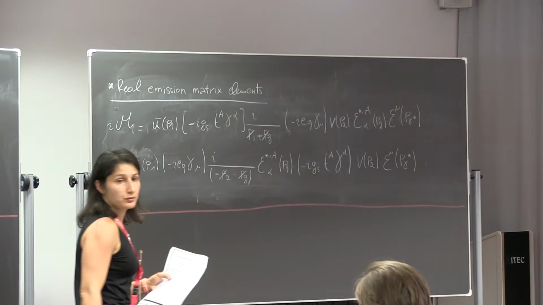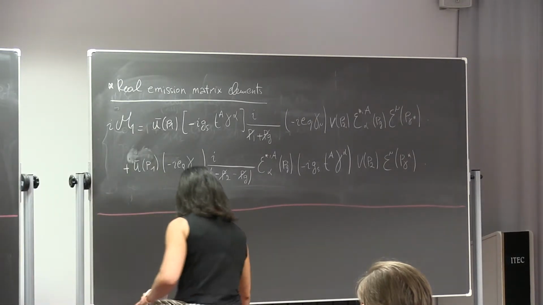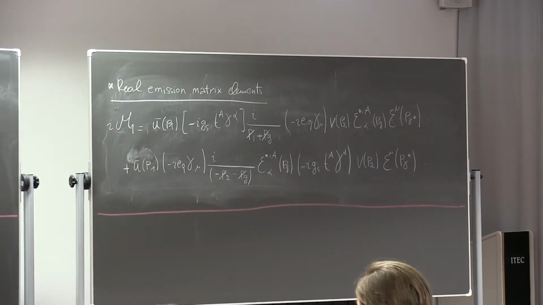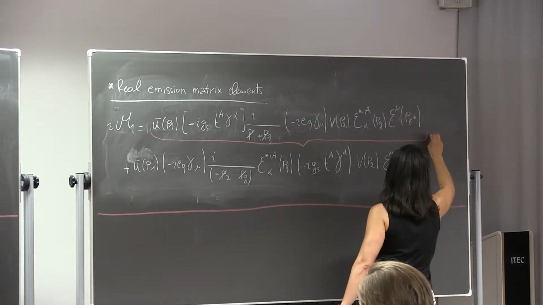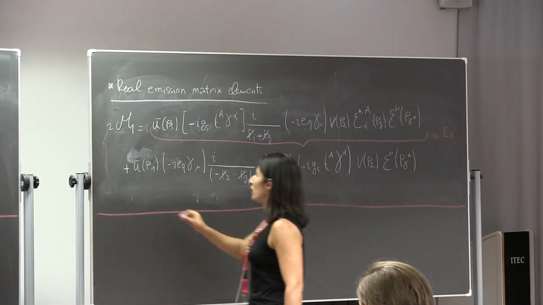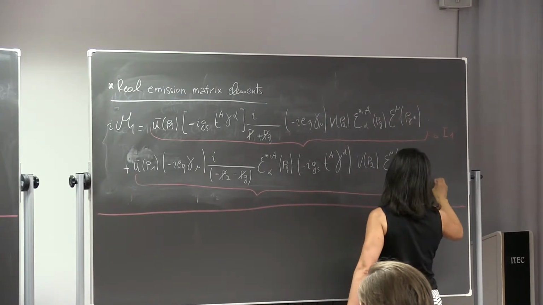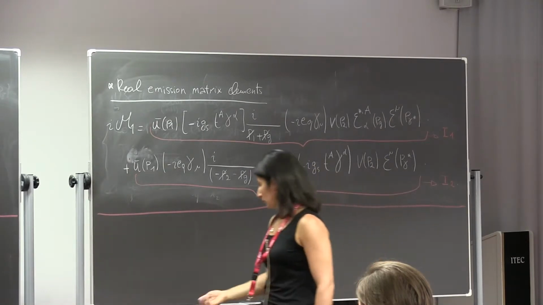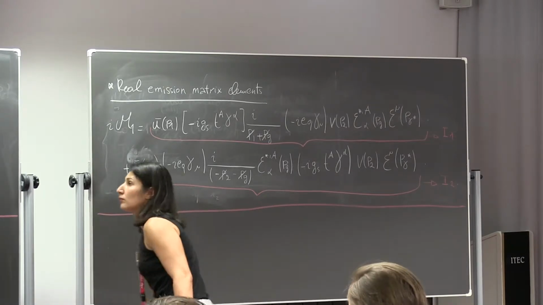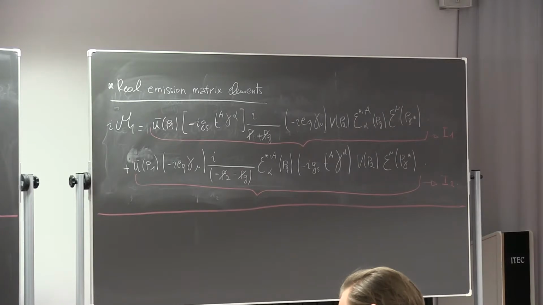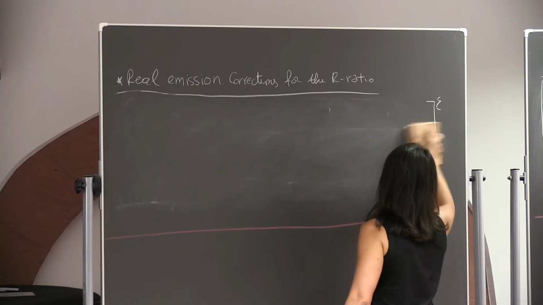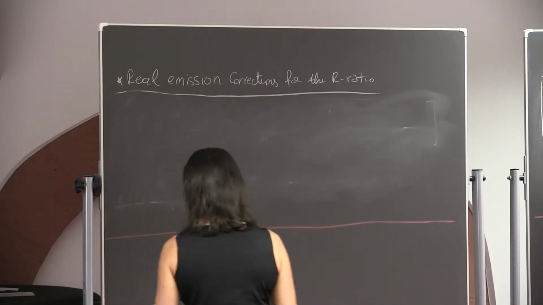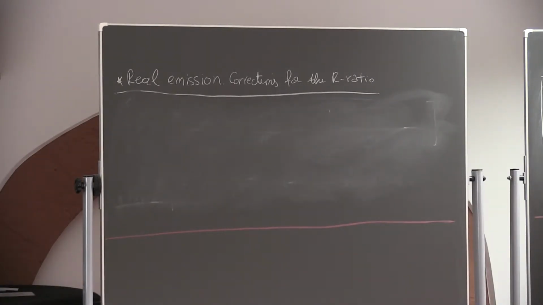Okay, so we have two terms to take care of. I will refer to the first one by I1, and this second one is I2. So IM1 is simply the sum of I1 plus I2.